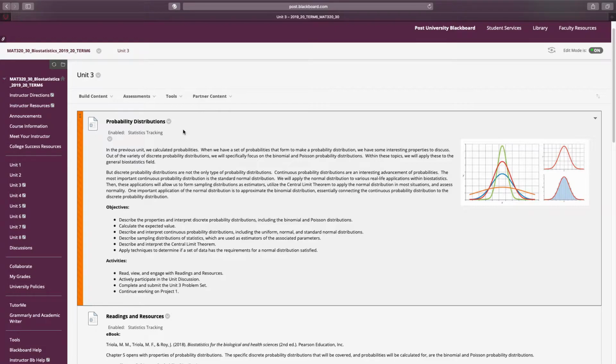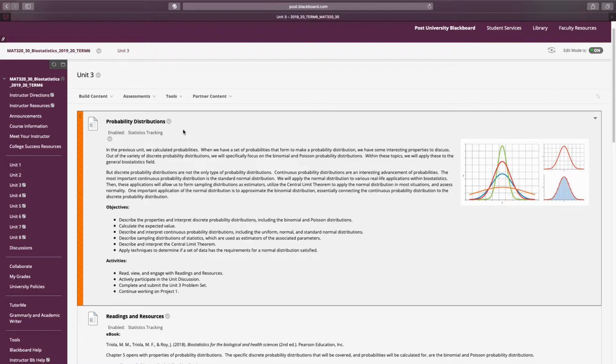But discrete probability distributions are not the only type of probability distributions. There are also continuous probability distributions that are an interesting advancement of probabilities. And again, there are multiple forms of continuous probability distributions. We're only going to focus on two different types. The most important continuous probability distribution is the standard normal distribution. We will apply the normal distribution to various real-life applications within biostatistics.